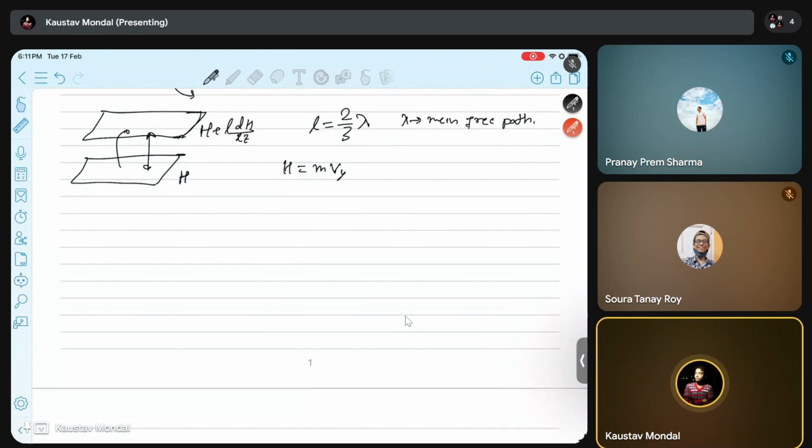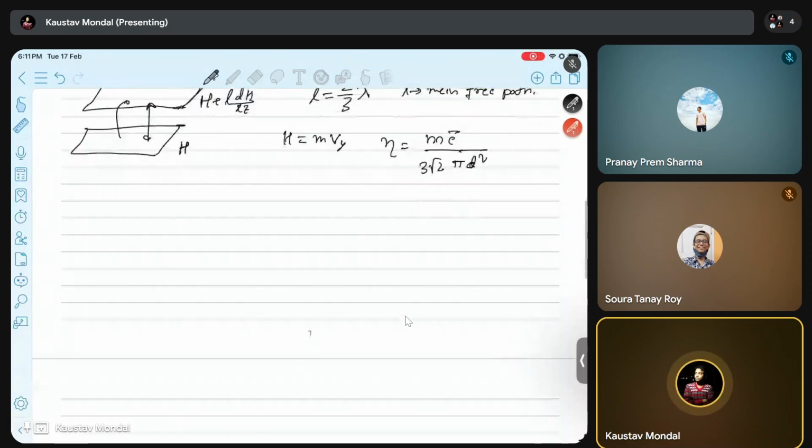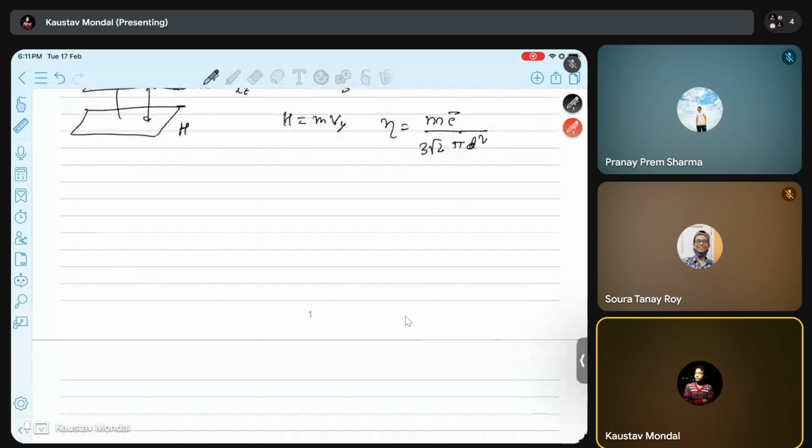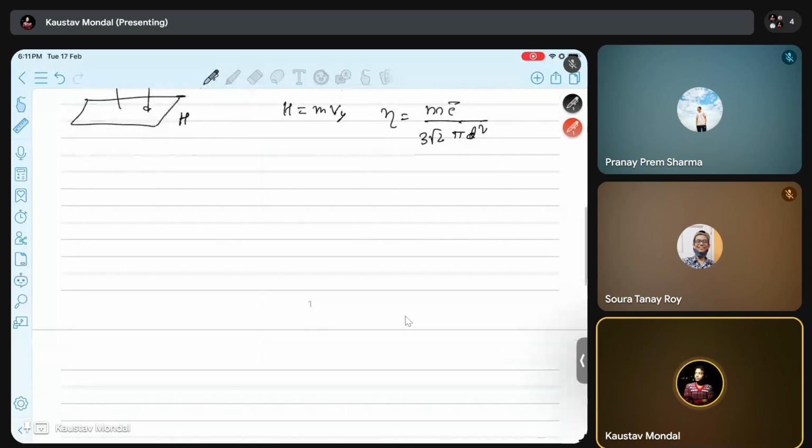So that viscosity coefficient is given by eta equal to m c bar into 3 by root 2 pi d square, where d square is the diameter of the molecule. Similarly, first we considered h as a momentum.